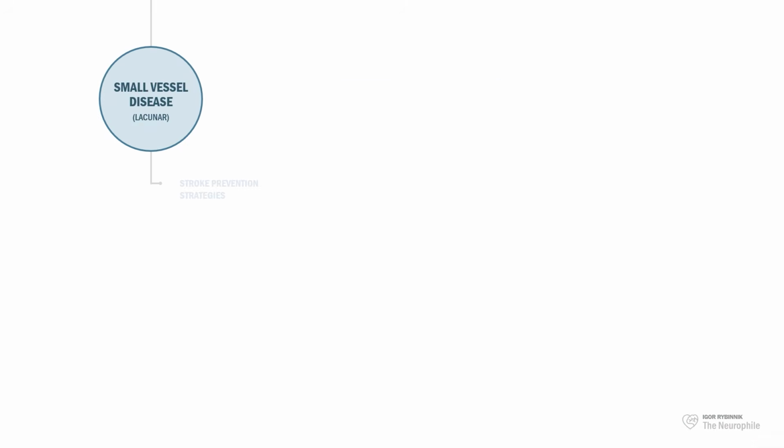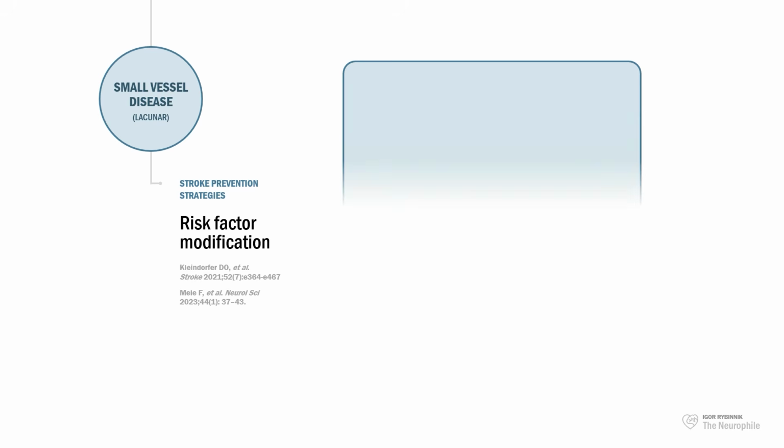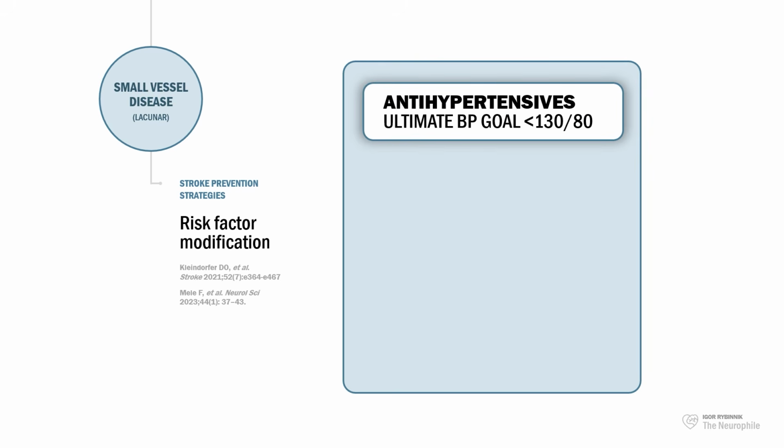We start with small vessel disease. And the name of the game here is aggressive risk factor modification. Quick question. What's the most important risk factor for future stroke? That's right, hypertension. Now, what's the second most important risk factor? Nope, still hypertension. Okay, how about the third most important risk factor? You guessed it, hypertension again.